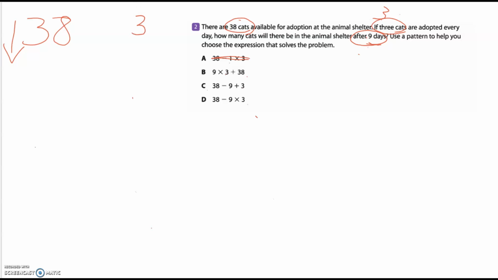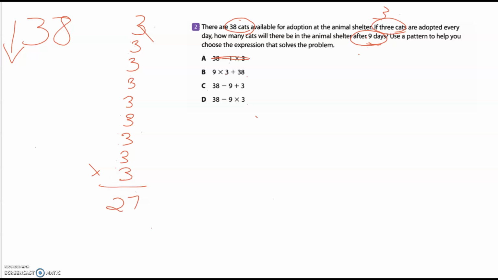It says there's going to be 3 cats adopted every day. So the first day will be 3, second day will be 3, third day, fourth day, fifth day, sixth day, seventh day, eighth day, ninth day. What do we call it when we do 3, 3, 3, 3, 3, 3, 3? That's right, we call it multiplication. So we're doing 3 times 9. 3, 6, 9, 12, 15, up to 27. My answer is going to be 27.